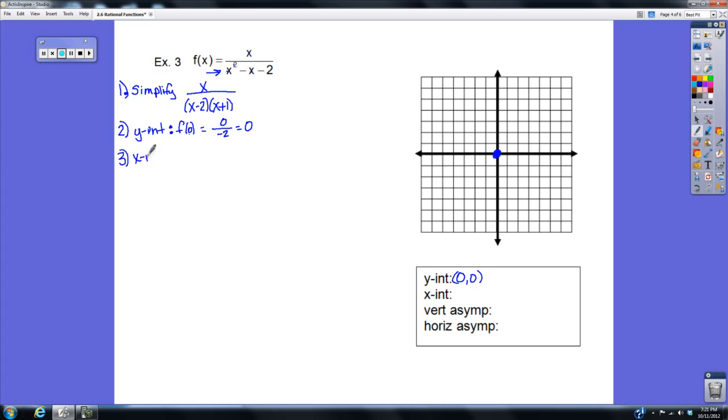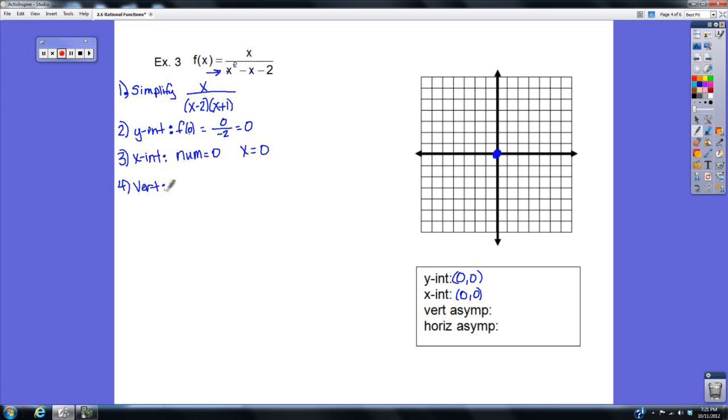Third step, the x-intercept. For the x-intercept, you set the numerator equal to 0. My numerator is x. Set x equal to 0. Well, that means x equals 0, and my x-intercept is the same as my y-intercept, which is the point (0, 0). So let's go through the asymptotes.